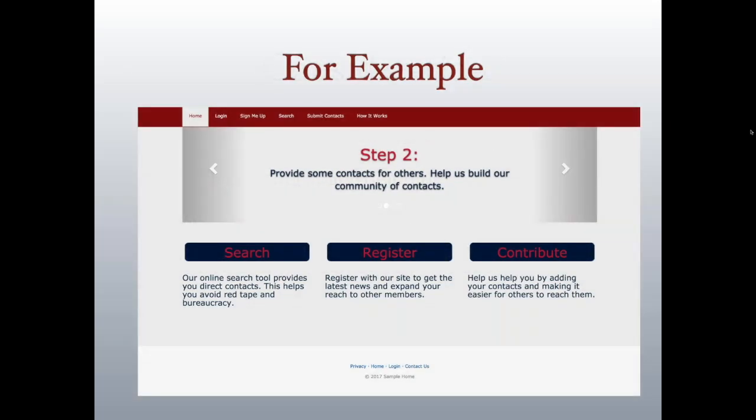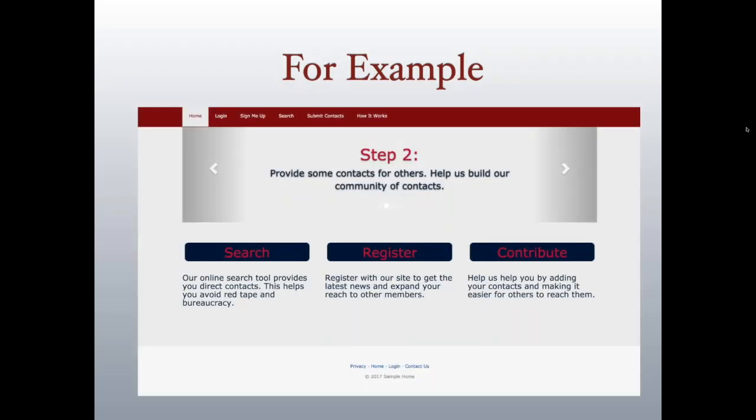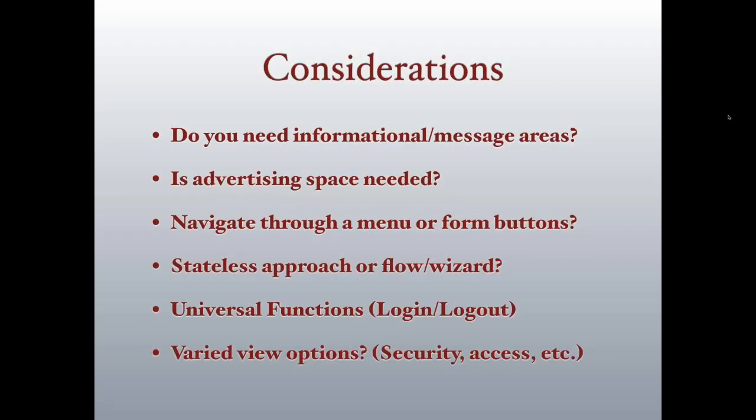So some considerations as you're building this framework, this frame for your picture, for your solution. We've talked about a couple of these, but in no particular order. One of them is, do you need an informational or message area? For example, going back to this one, maybe you take that center content section and drop it down a little bit and leave it open so there would be a message bar. Your latest success or failure message would then show up there.